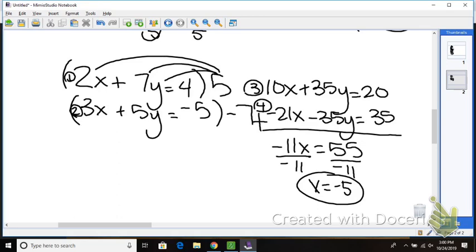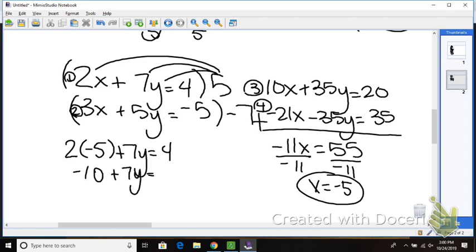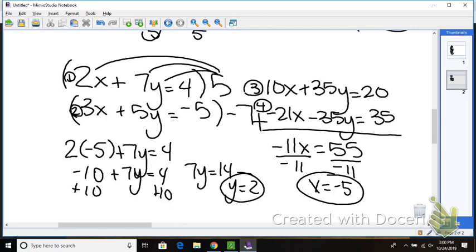I'm going to choose number 1. So I have 2 times negative 5 plus 7y equals 4. So I have a negative 10 plus 7y equals 4. Add 10, so I have 7y equals 14, so y is equal to 2. So if I were to graph these 2 equations, it would intersect at the point negative 5, comma 2.